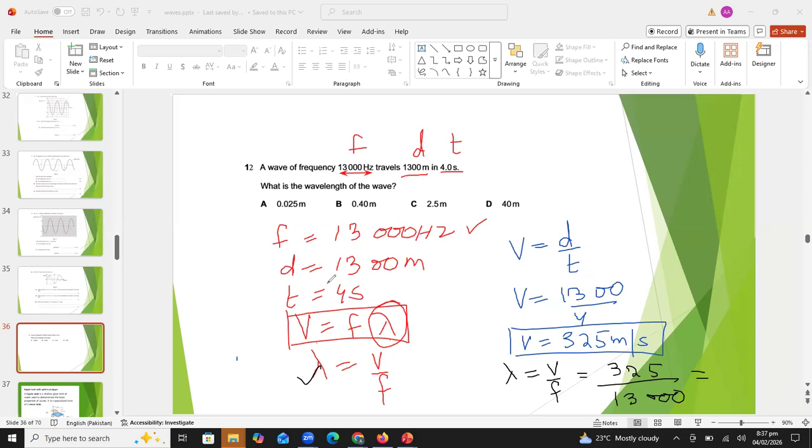All right. Hafsa is saying we are getting 0.025 meter. Ishal, can you tell me what answer you are getting? What answer we are getting, Ishal? Aiza? Okay, well done. A is the right answer. So basically, well done, Manahil.